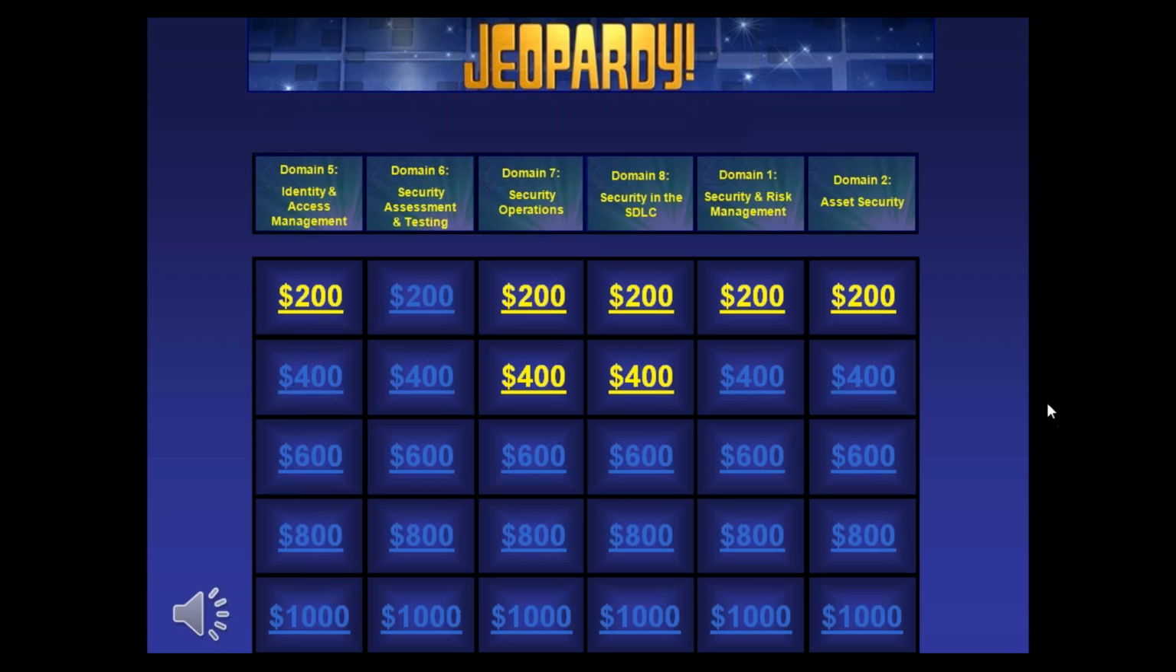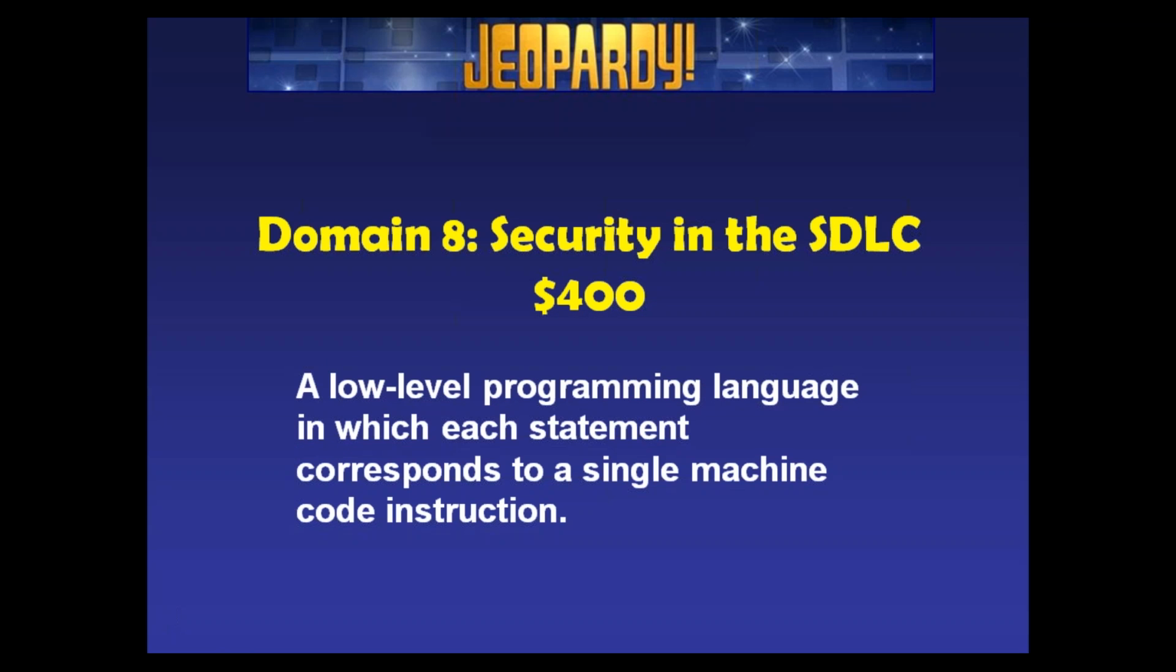All right. Speed typer, the Terminator. Okay, let's go for 400 for Domain 8, please. Domain 8, 400.